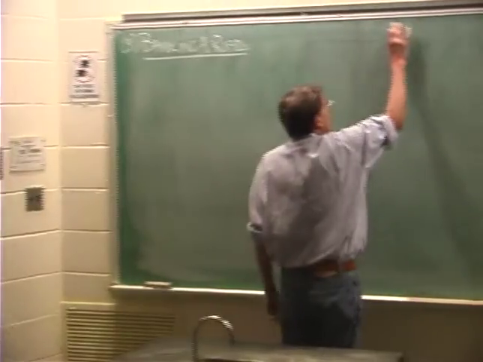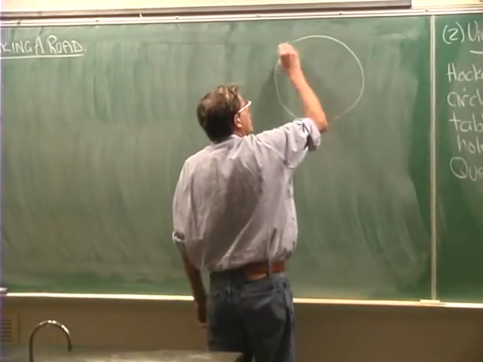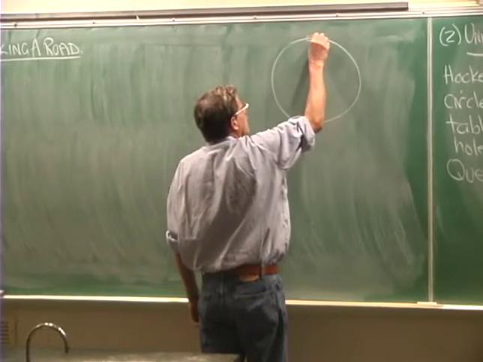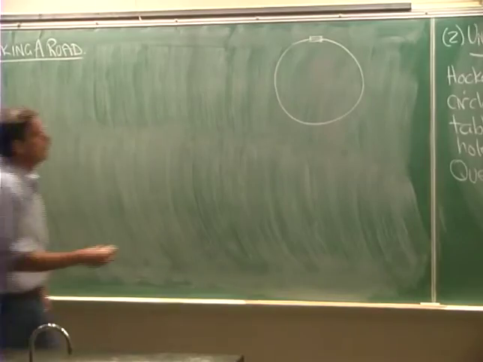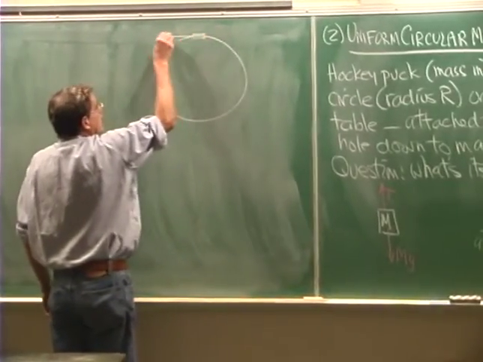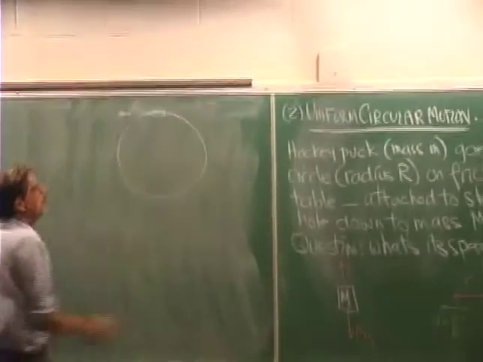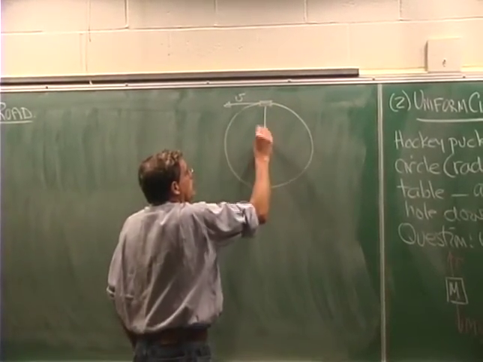But why do you bank a road at all? Interesting question. Let's look down from above on the car going around a curve. I draw it as a circle, but it may be just a little piece of a circle, I don't care. Here's the car seen from above, and it's going along with a speed v. And the circle, let's say, is radius r.